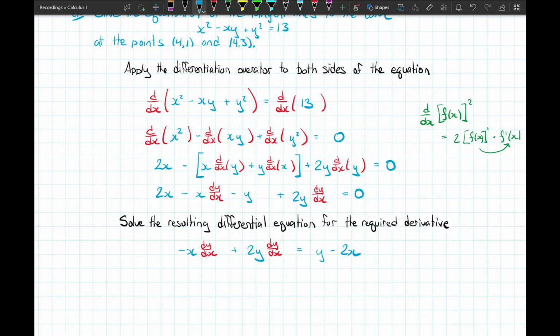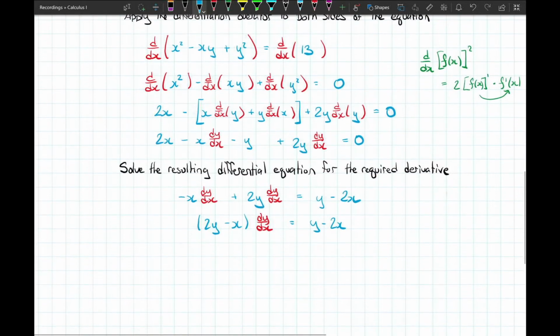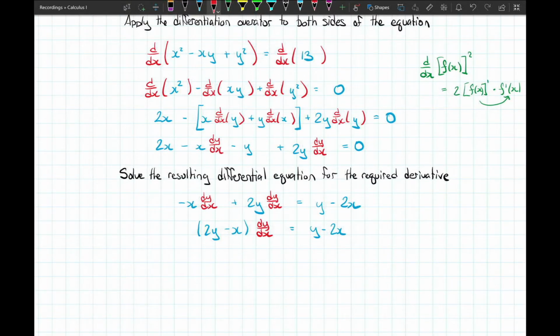And once we have all of our terms that don't involve dy by dx on the right-hand side, we'll factor. And here you can kind of see I'm trying to arrange things so I have positive terms in front. And then, of course, just to get dy by dx by itself, we just need to divide both sides by the coefficient in front of the dy by dx. And because an oval has some nice symmetry, you actually see that this expression for dy by dx has some interesting symmetry as well: y minus 2x over 2y minus x.